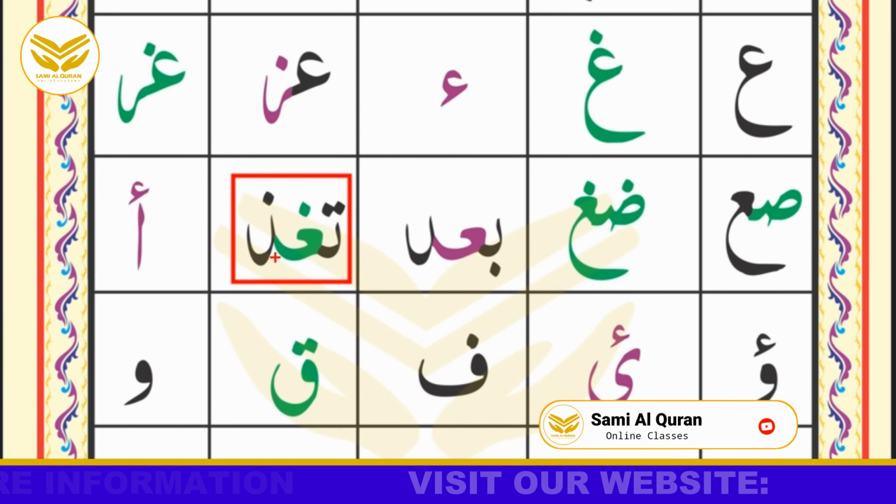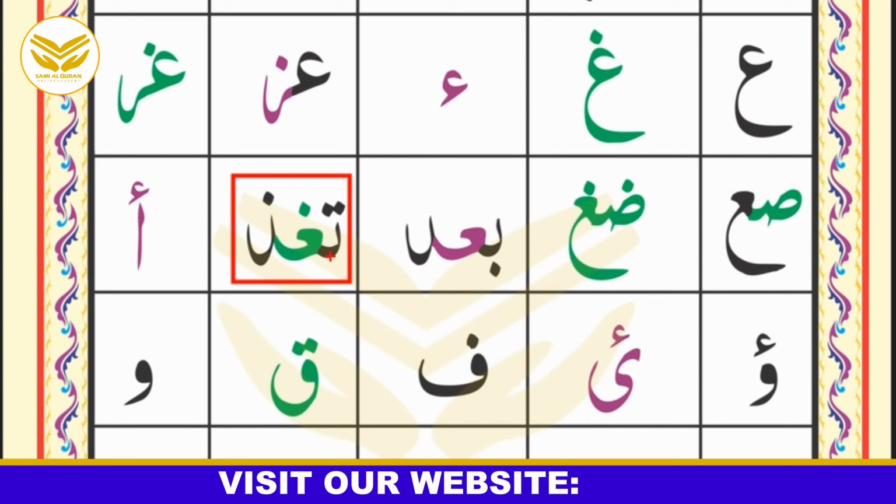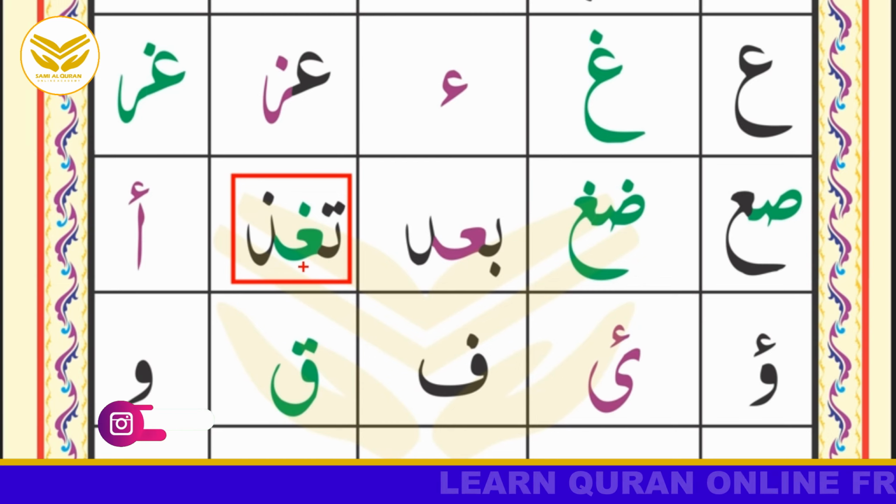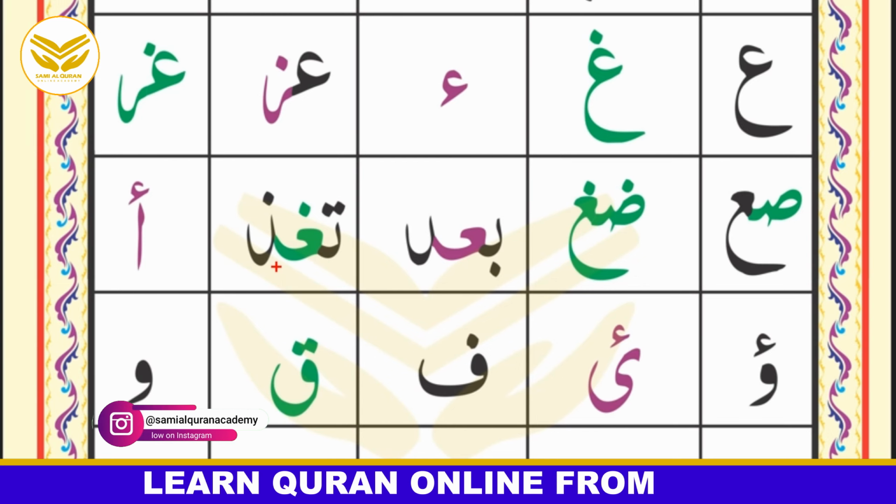Ta ghain dhal. And the first one is ta, which has two dots. The middle one is ghain, that has one dot on top. And the last one is dhal. It is not nun because it has one dot on the right side and nun has one dot in the middle. So that's why this is dhal. So we read ta ghain dhal.